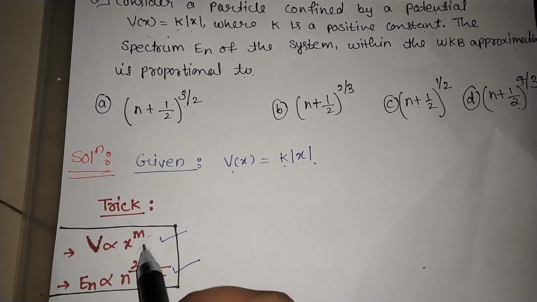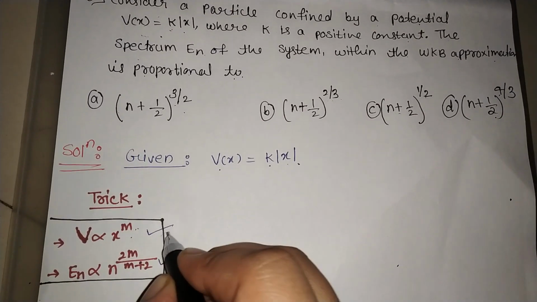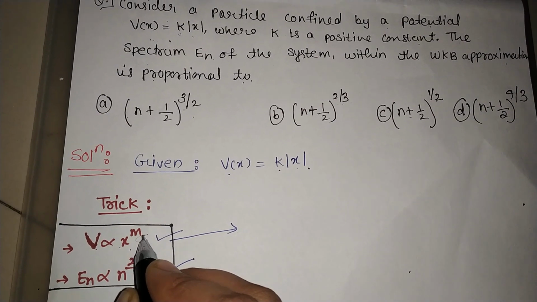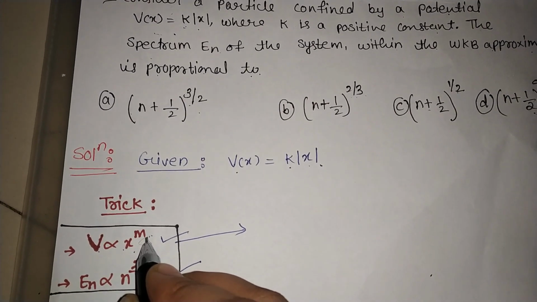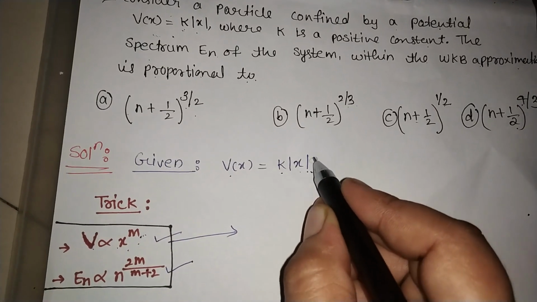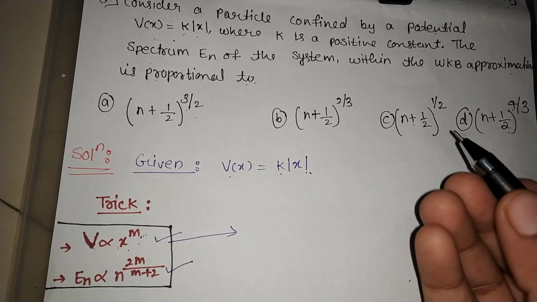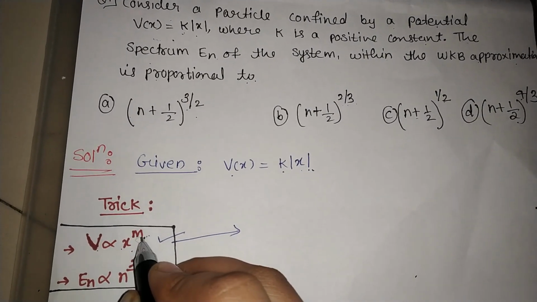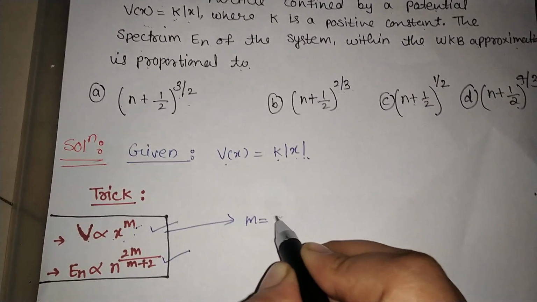So the first condition is this one: potential directly proportional to x to the power m. According to the first condition, what we need to find is the power of x. Here the power of x is positive one, which is given to us. So we can write here that m has the value 1.